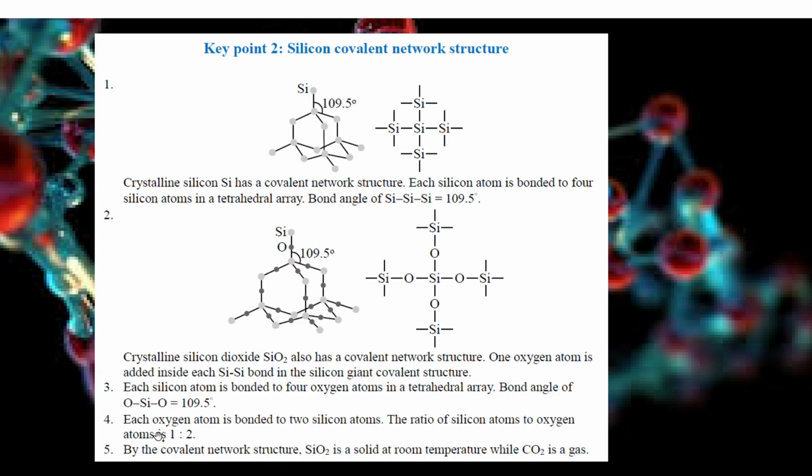Oh, we first start with silicon. Okay, silicon covalent network structure. First of all, silicon can form 4 covalent bonds with each other by themselves. So they can have what's called a tetrahedral structure, continuing as a big tetrahedral structure.